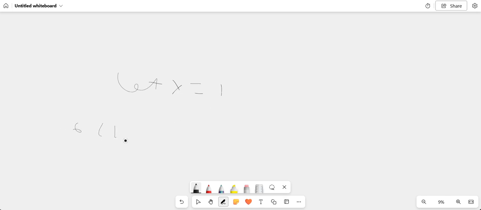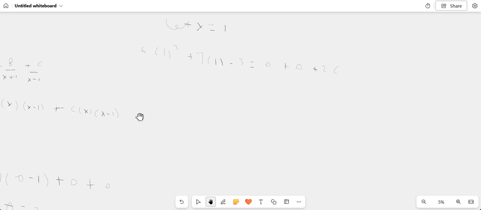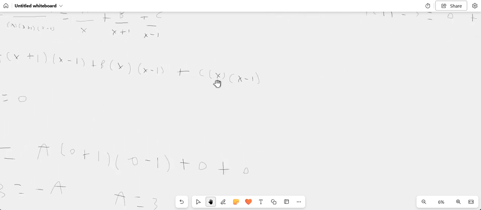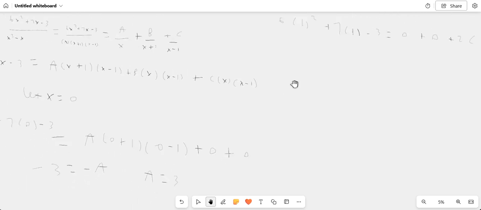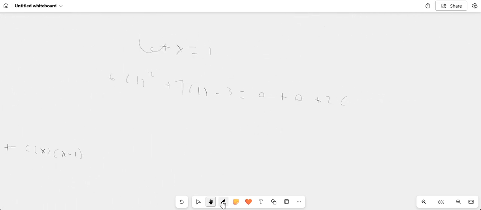So that's 6 open bracket 1 squared plus 7 open bracket 1 minus 3 is equal to, if you put that into the first one, it will get 0. Put it into the second one, you get 0. Put it into the third one, apparently you get 2. So 2c. Let me check that. So 2 times 2 minus 1. So 2 times 1 is 2, so we get 2c.